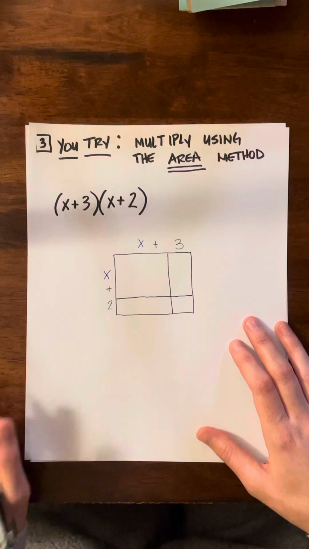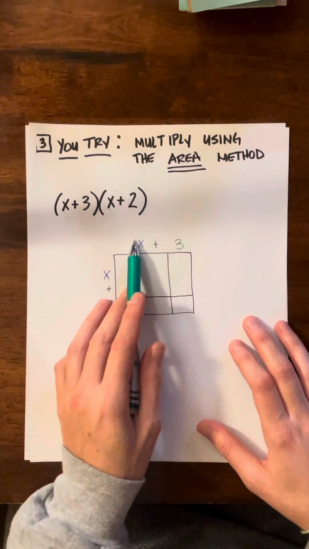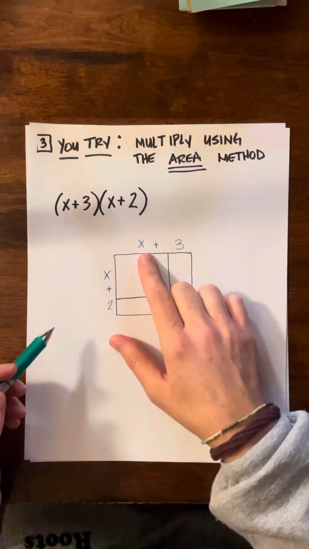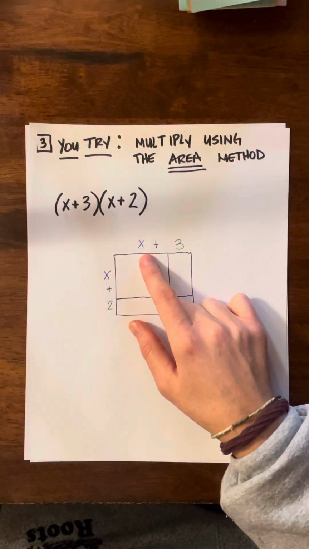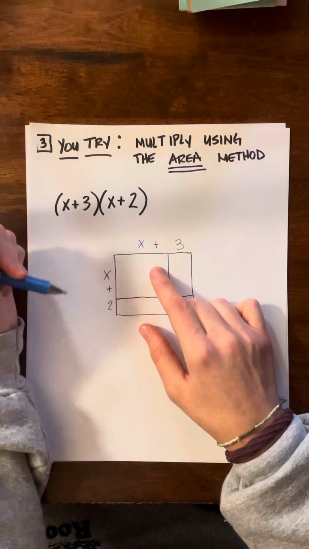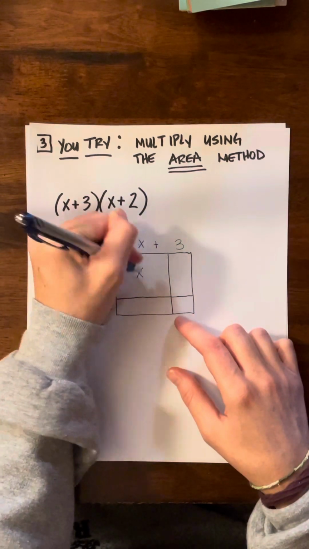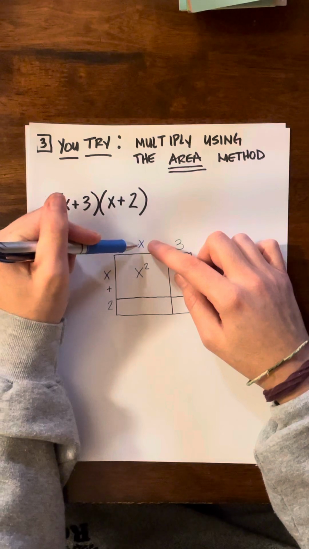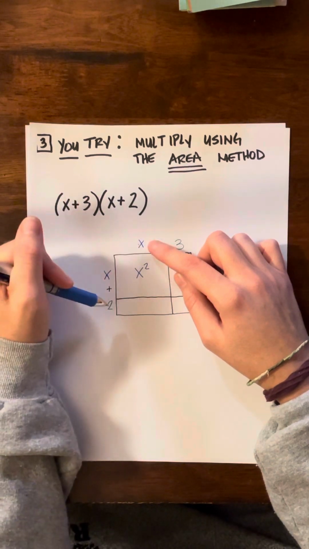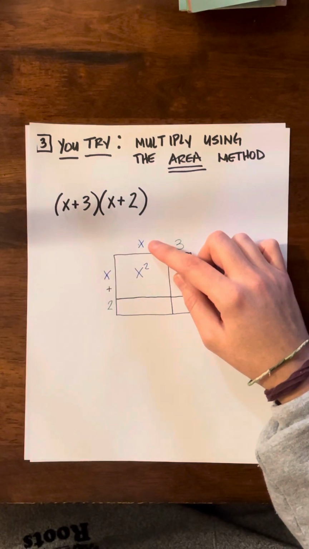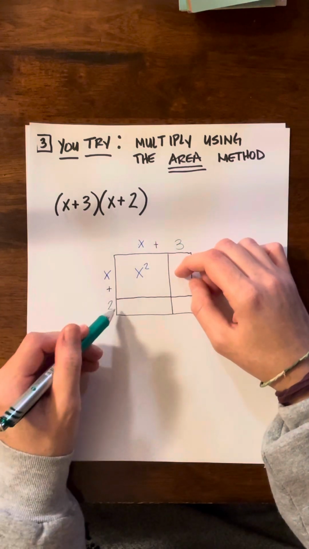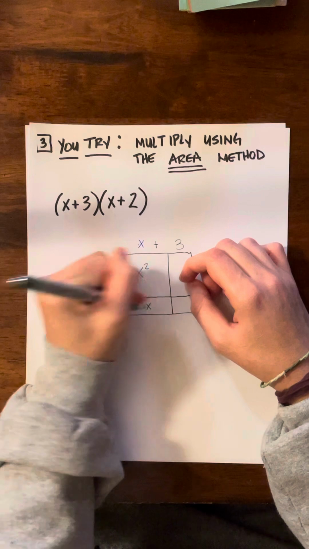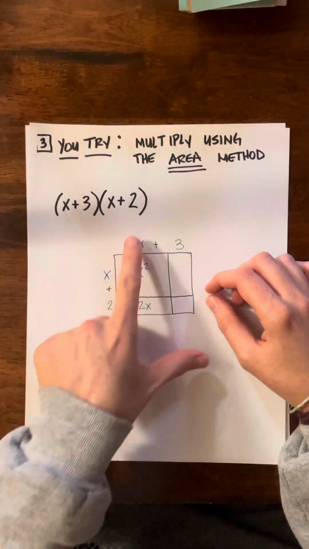Now remember what we do. We start with our top and we're multiplying it by the side. Let's start with our x. We're going to multiply x times x, which makes x squared. Now we're going to stay with our x, and move to the 2. x times 2 is 2x, and it is a positive 2, so that makes a positive 2x. So we're done with this column.